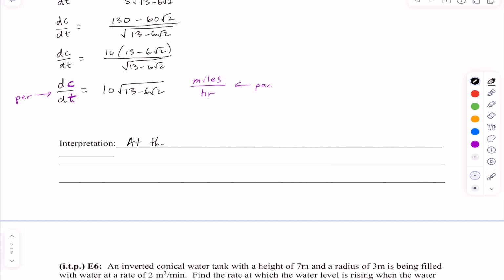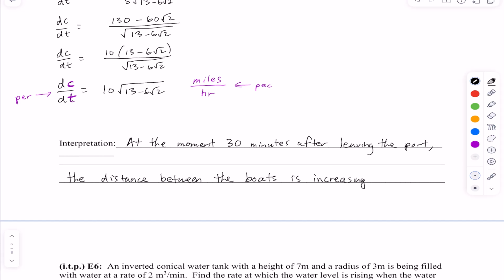So, at the moment 30 minutes after leaving the port, the distance between the boats is increasing at about 21.248 miles per hour.